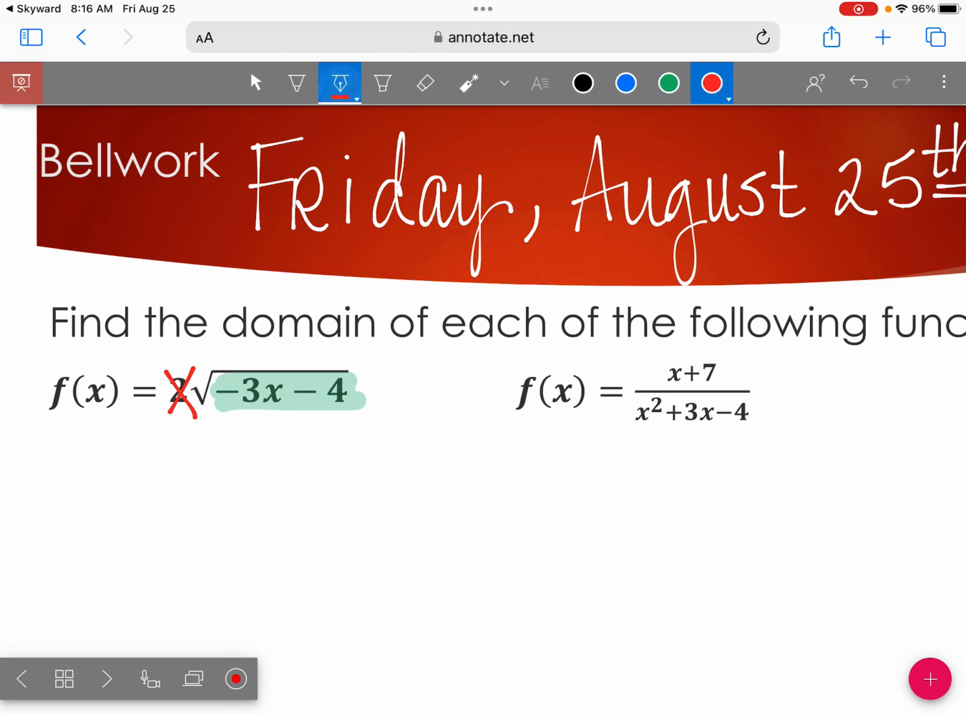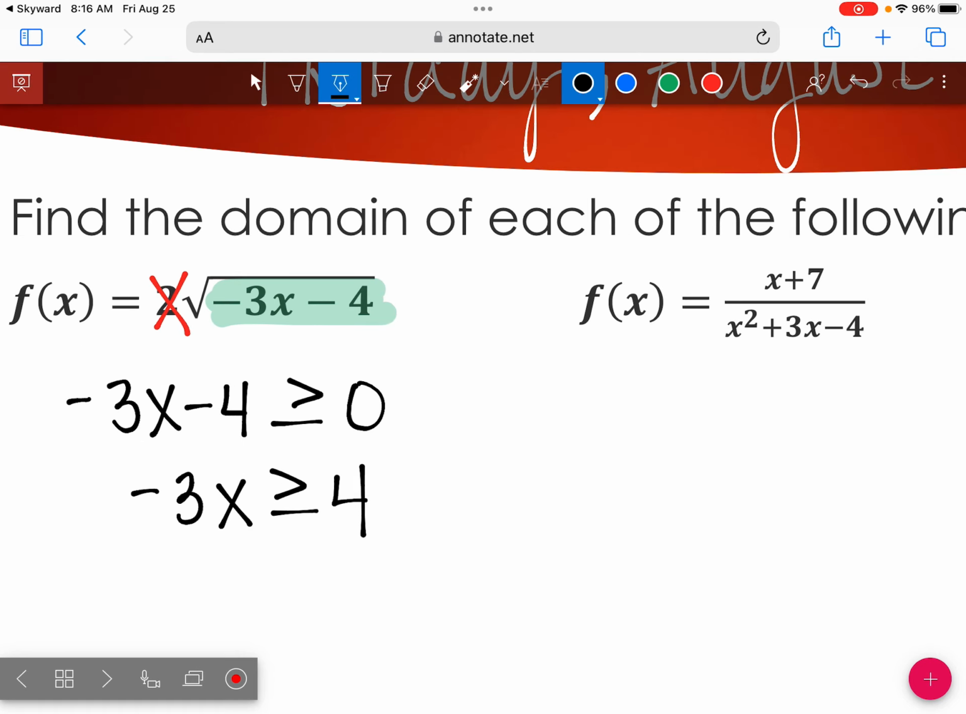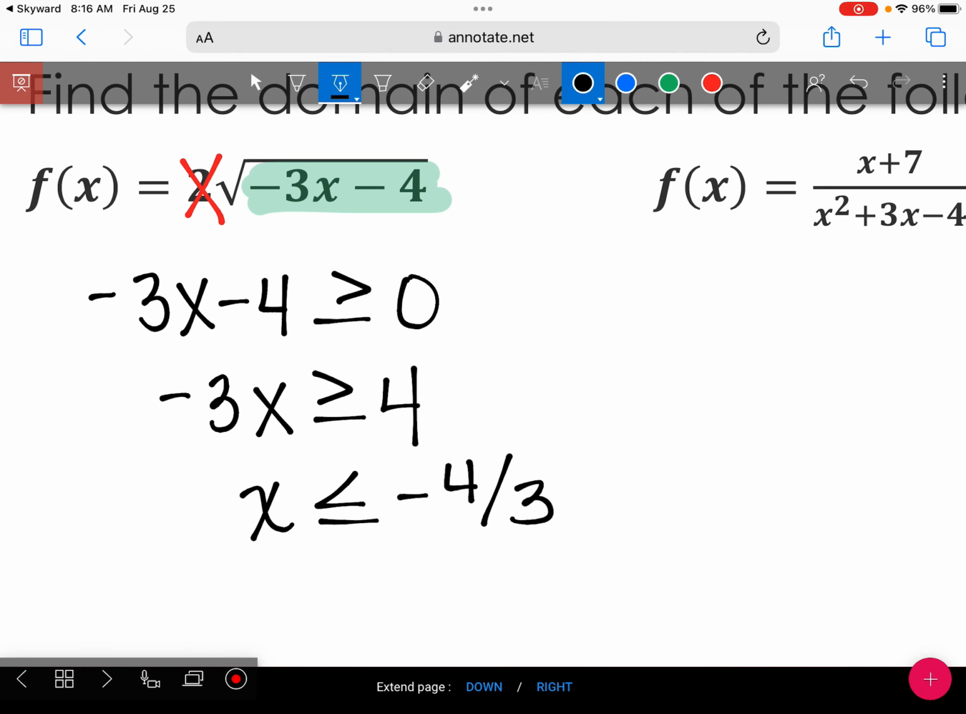So we're going to take that negative 3x minus 4, and you always start off with it greater than or equal to 0. Go ahead and solve this inequality. So we're adding the 4. And because I'm dividing by a negative, we have to flip that inequality. And it becomes negative 4/3. So my domain is x is less than or equal to negative 4/3.